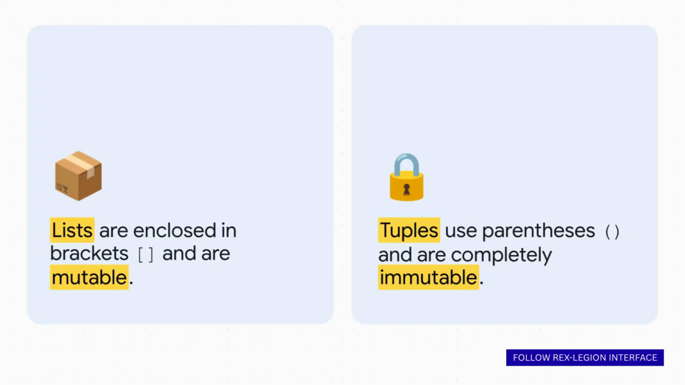No way. Okay, let's dive into this. A list, as you probably know, is enclosed in square brackets. You can think of those square brackets kind of like an open cardboard box. You can just reach right in, take things out, or toss new things in whenever you want. It's mutable. But a tuple? It uses parentheses, and those parentheses are the heavy closed doors of our steel safe. It's totally immutable. Once you define it, the values inside are completely locked in place.